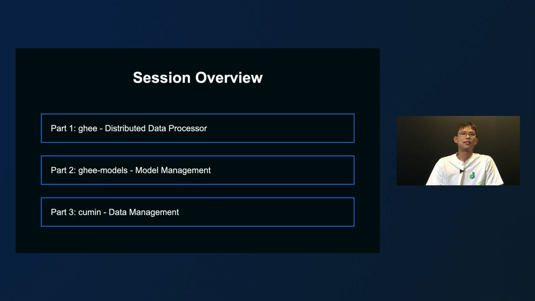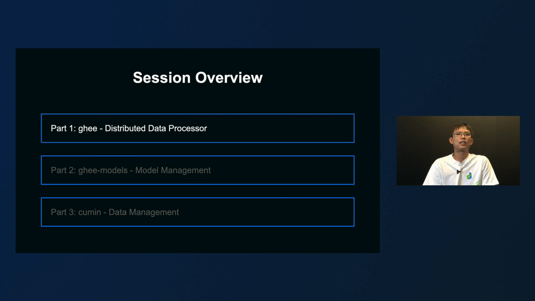This session consists of 3 parts. Part 1 is about ghee, which is a library to process large-scale data in a distributed manner. Second is ghee-models. This is a library to reuse and manage the models developed with ghee. Third is Cumin, which is to validate the reproducibility when developing on machine learning datasets. I will be explaining the first part.